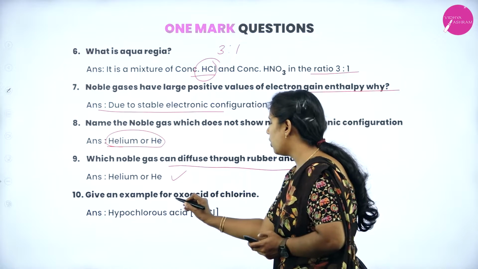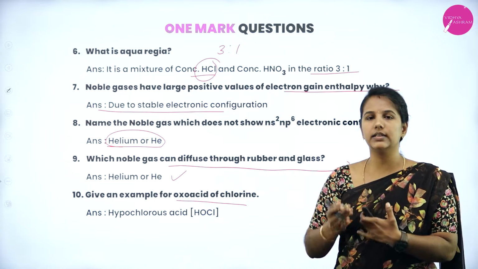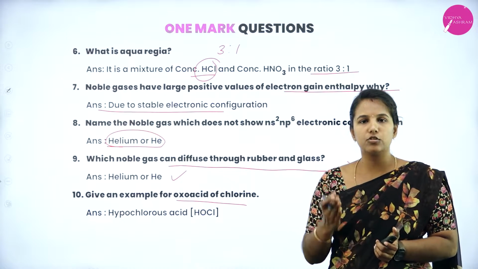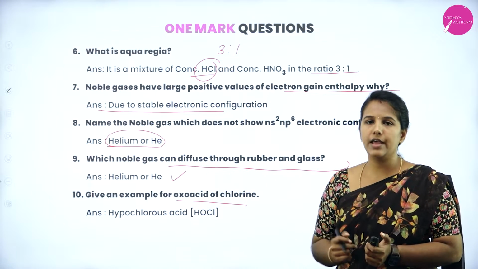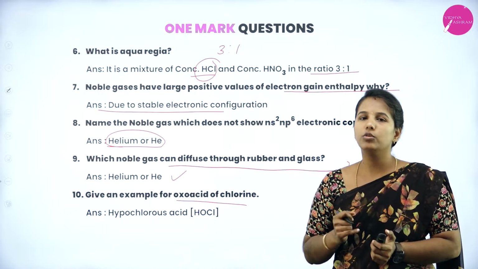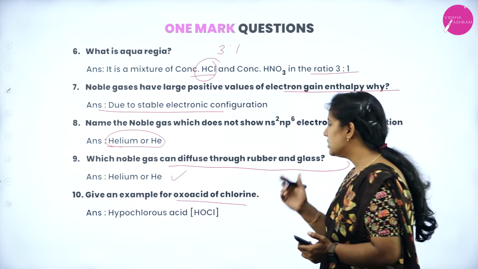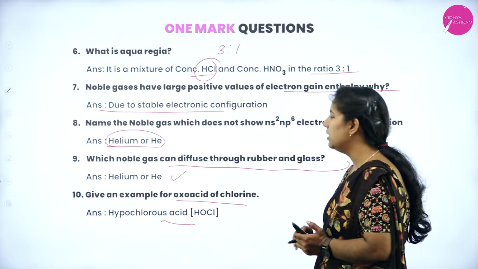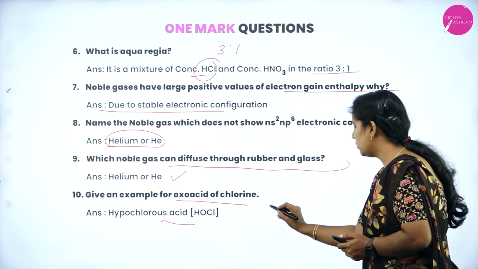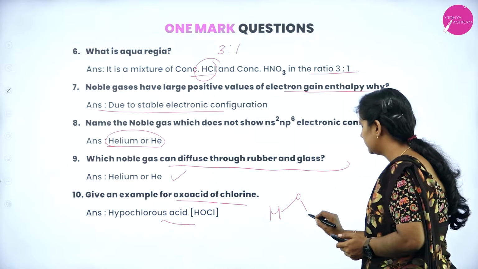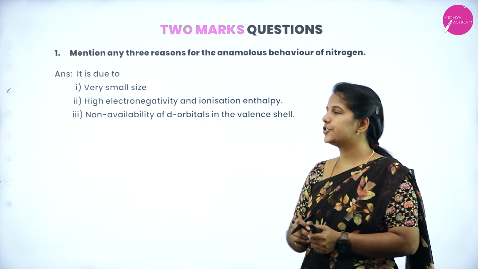Give an example for oxo acids of chlorine. As I have discussed the many oxo acids in the P block elements in group 16, group 18, group 15, group 14, group 13. Since the halogens belong to group 17, you must know how differently each element can form oxo acids. For chlorine, I have given one example, that is hypochlorous acid. The formula is HOCl and it looks like this. This is the structure.